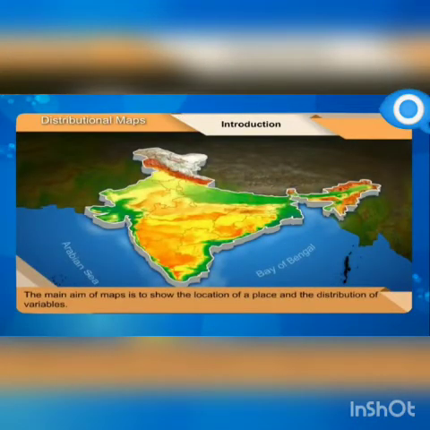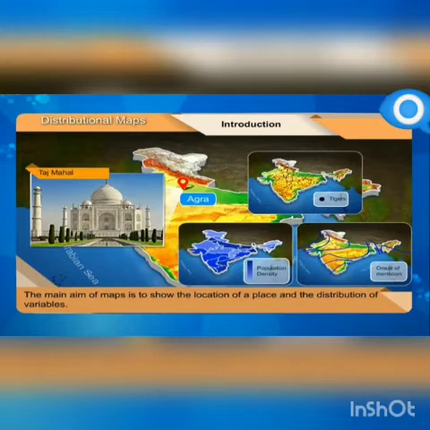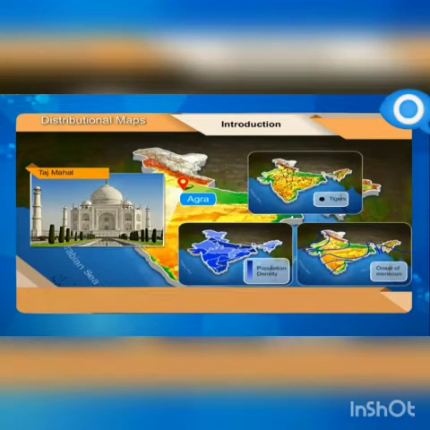Geography subject. Today we are going to learn distributional maps. What are maps? Maps are used to locate a place and the distribution of variables. Variables mean things like population, animals, etc.